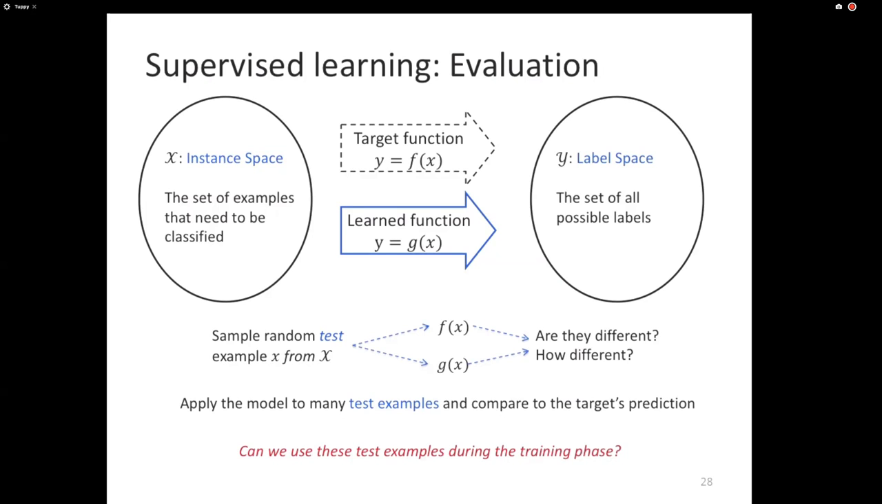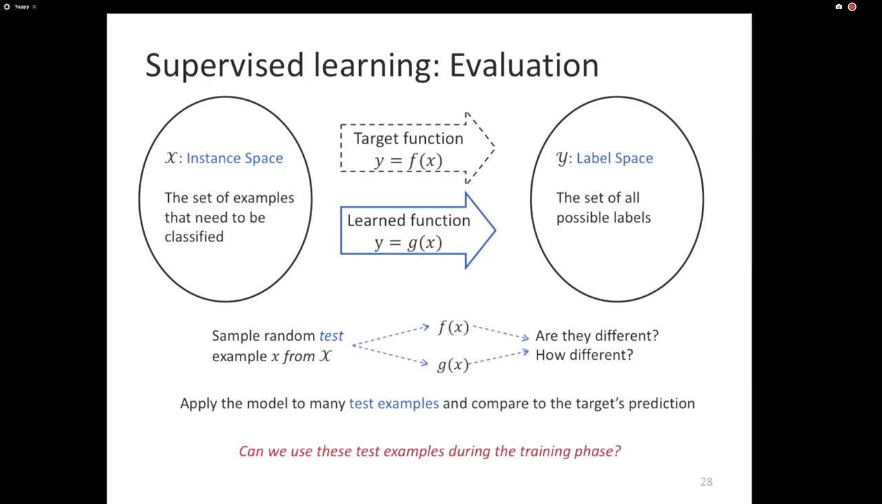Because if you use test examples during the training phase, our learning algorithms have an incentive to memorize them. All of the learning algorithms we see in the class and things that we don't see in the class have a tendency to memorize data as it is. So you want to make sure that you don't use test examples during the training phase.